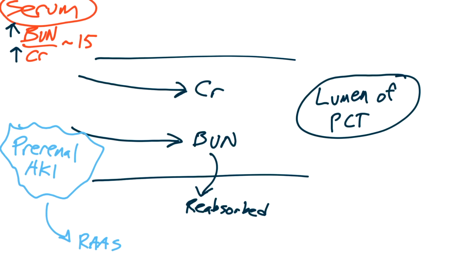This ultimately causes the renal tubules to reabsorb even more substances, including urea or blood urea nitrogen. However, creatinine doesn't get reabsorbed. So serum BUN levels are even higher. So if we go back up to the BUN to creatinine ratio, I'll draw a second arrow by BUN. So in this situation, the BUN to creatinine ratio will rise above 15.